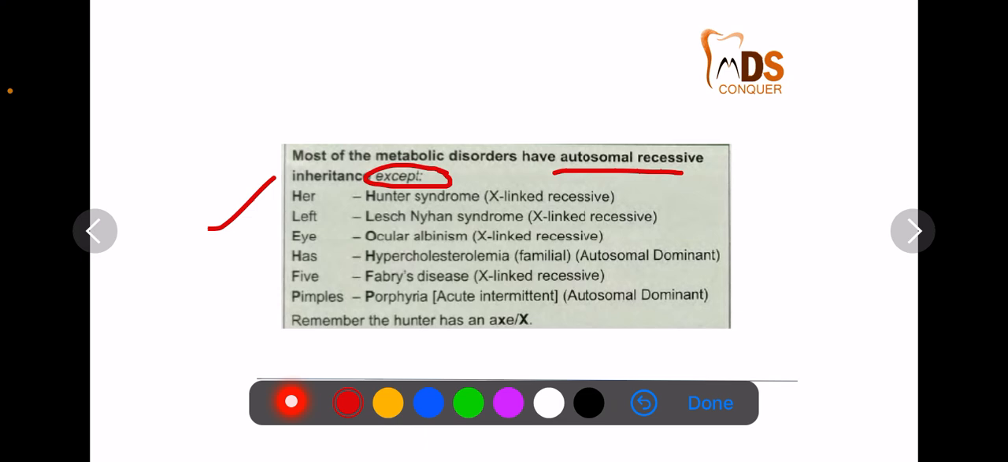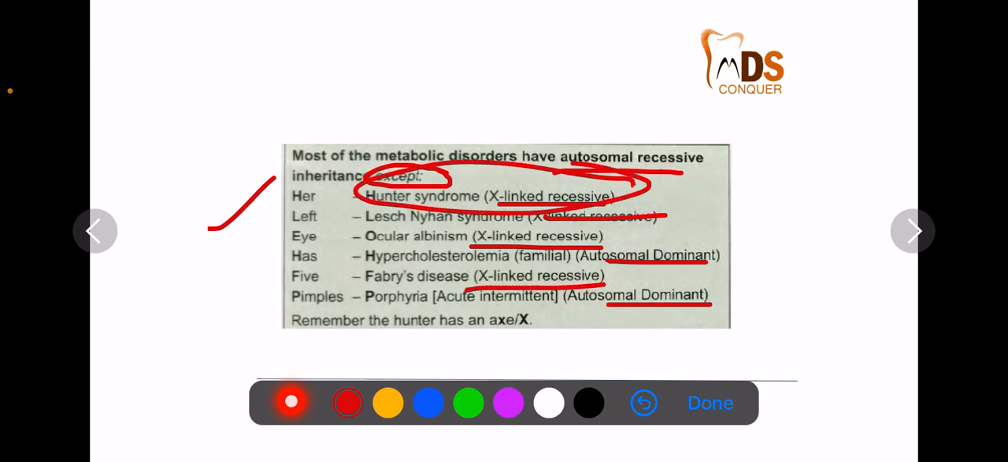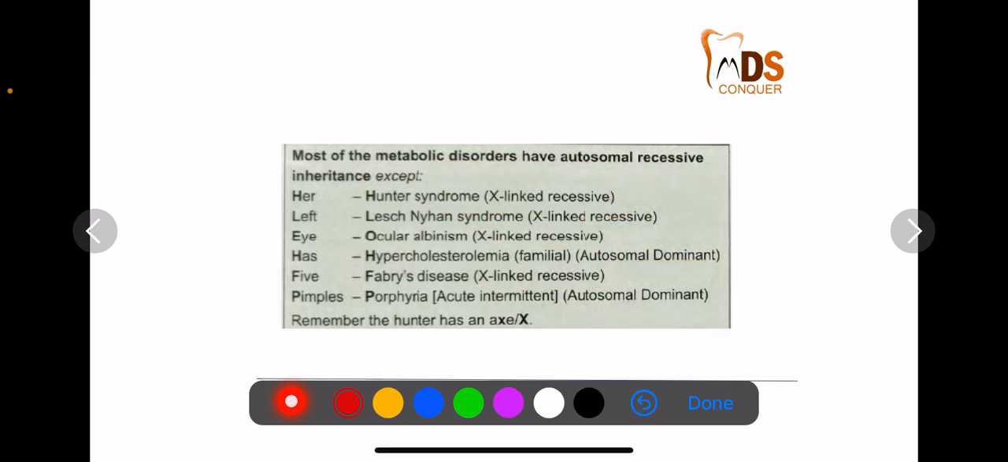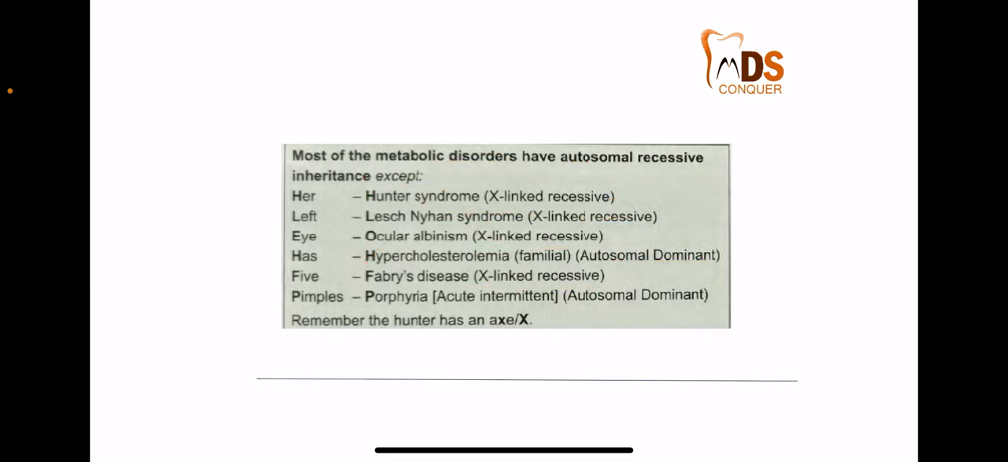And what is the inheritance or genetic pattern there, even that you need to know, especially for Hunter's syndrome, ocular albinism, Fabry's disease. Quite important, so just have a look at this.